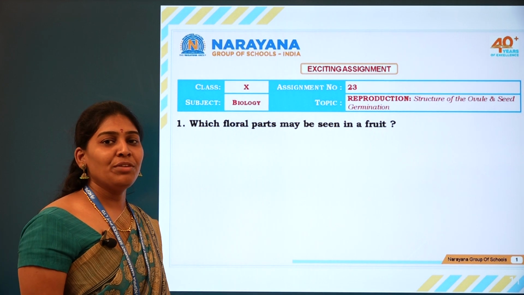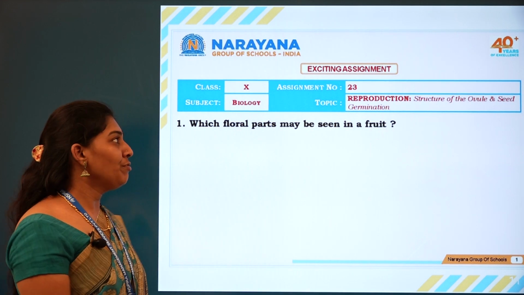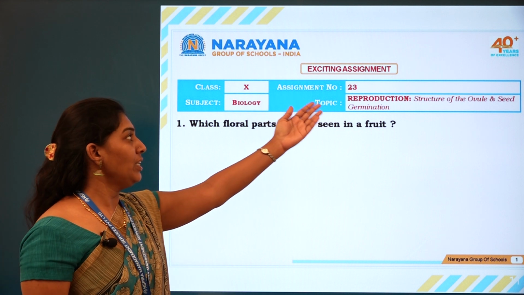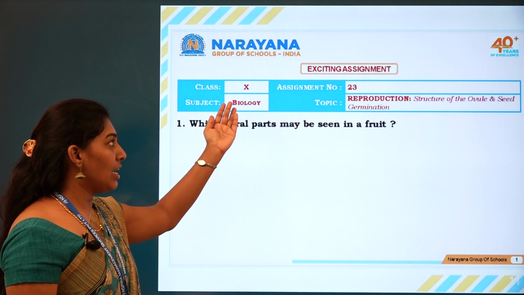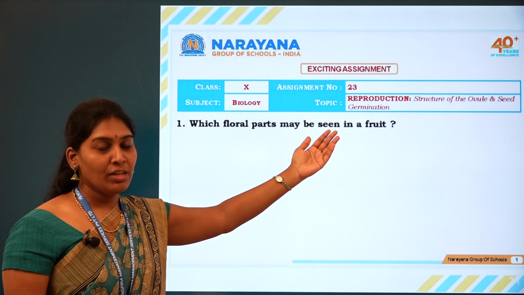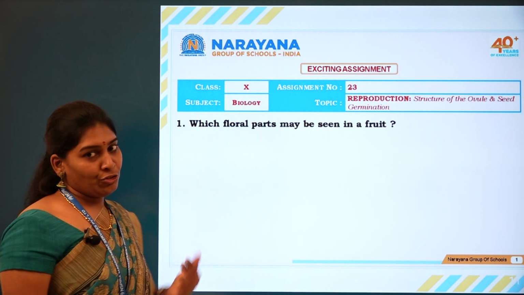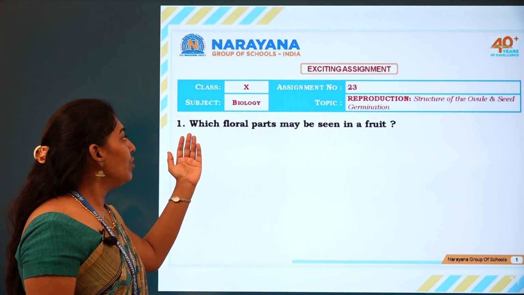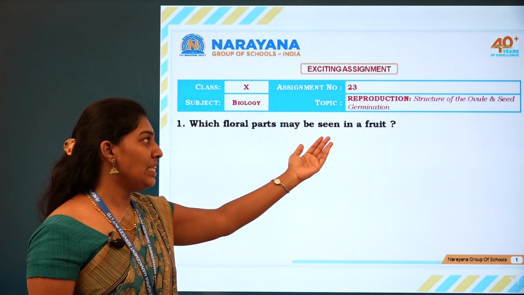Good morning. Today we are going to discuss one of the assignments for class 10th, from the chapter on reproduction. Let us discuss the questions one by one. So the first question: which floral parts may be seen in a fruit?